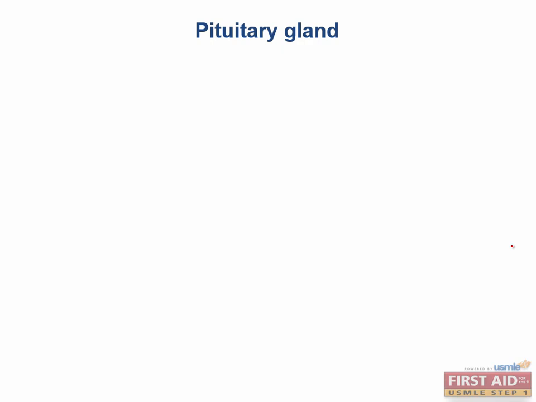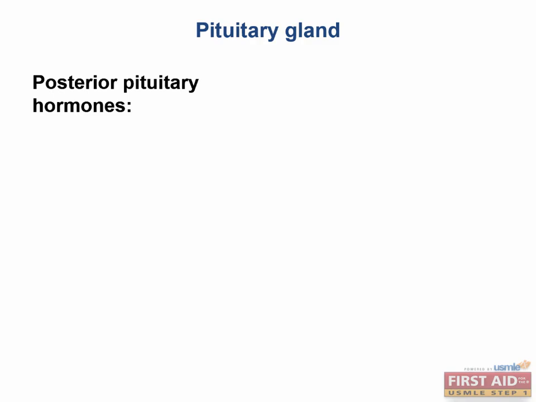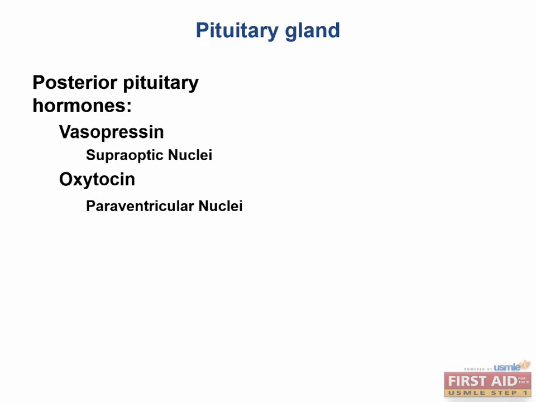Now let's go back to our friend the posterior pituitary. Just checking to see if you were listening the first time, where are these hormones produced? In the hypothalamus. Good. There are 2 hormones produced here, so it's not quite as crazy as the anterior pituitary. Vasopressin is produced in the supraoptic nucleus of the hypothalamus, and oxytocin is produced in the paraventricular nuclei.